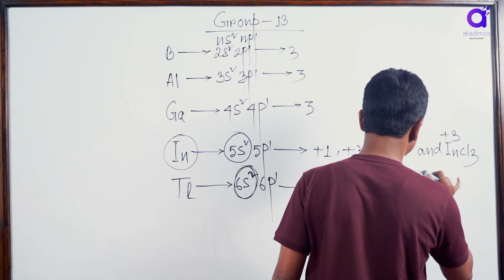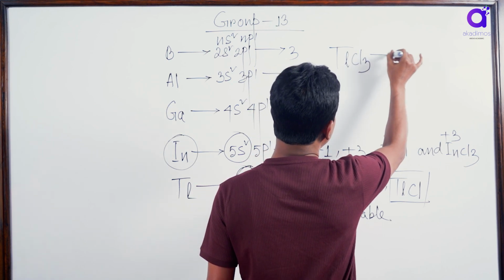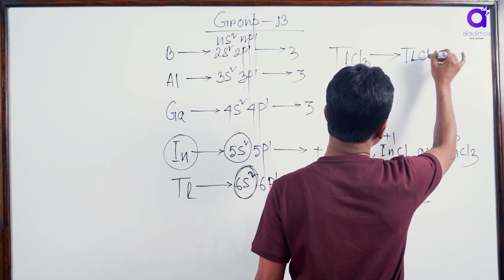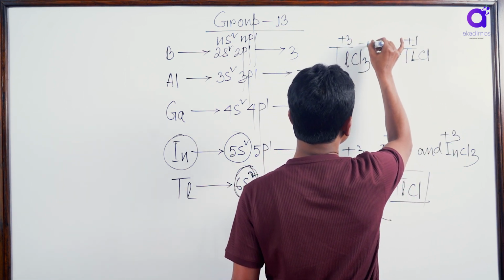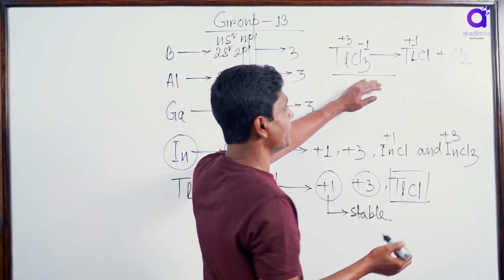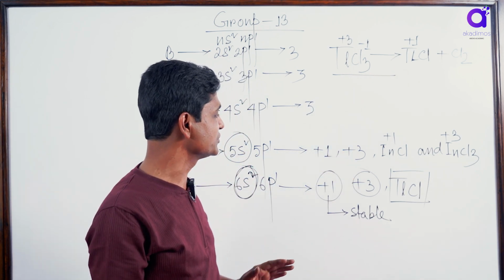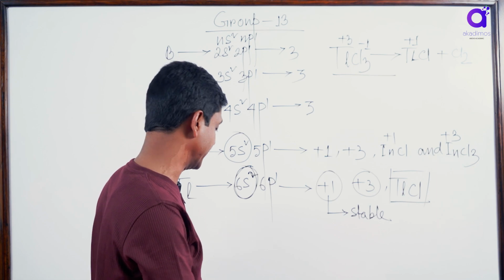At normal temperature, actually TlCl3 will undergo a comproportionation reaction. It reduces to TlCl, +3 to +1, and chloride -1 oxidizes to chlorine. At normal temperature, this will happen. That's why at normal condition, the thallium chloride formula is TlCl, not TlCl3, due to the inert pair effect.